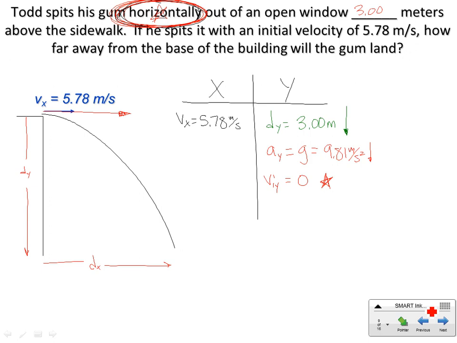Okay? Now, we're looking for how far from the base of the building the gum lands. If you look back to the last page, you'll see there's only one equation we ever use in the horizontal direction. It's that. We need to know t. We know Vx. We need to know t. Well, with this stuff, we have enough to find t.